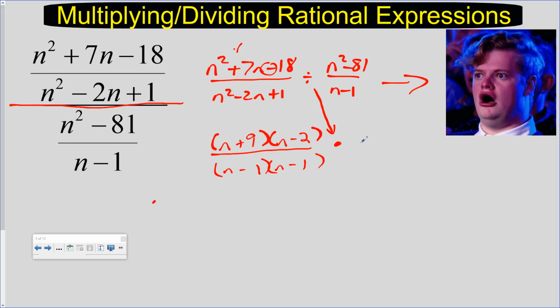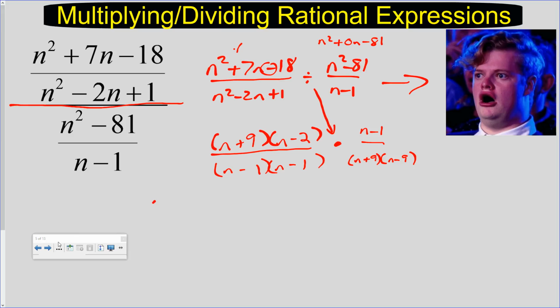So we have to use the reciprocal of our second fraction, which would be n minus 1 over, and we need to factor this one. Remember, this is a difference of squares. We've talked about this. It could be rewritten like this, if that helps. Factors of 81 that add up to 0, when one is positive and one is negative. So n plus and n minus, and they're both 9s because it's the square root of 81.